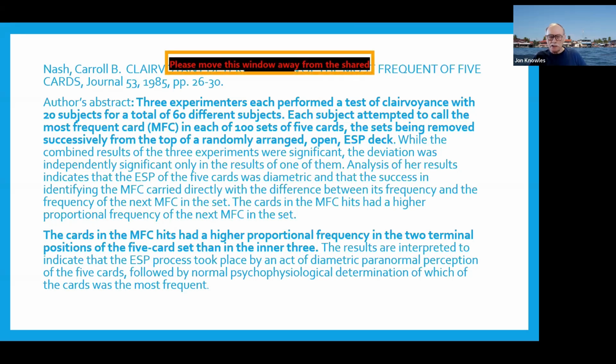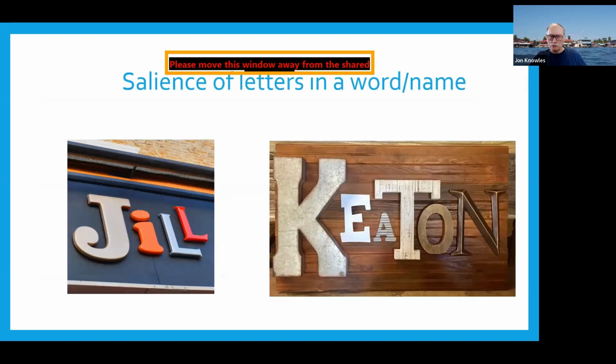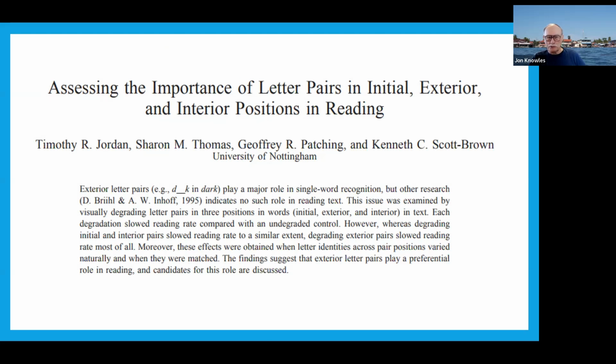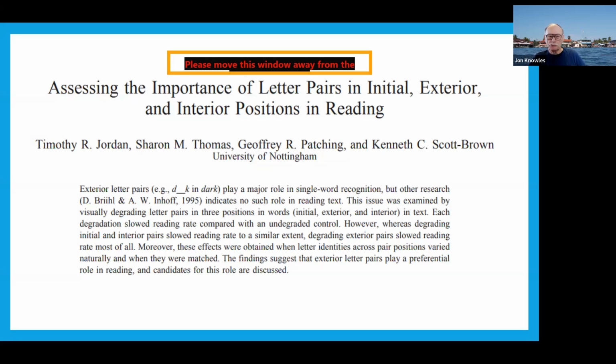But that meaning of terminal salience can also apply to letters in a word or a name. There's been mainstream research about perception and understanding when we read. For example, in the exterior letter pairs, I'm reading from the paragraph here, in the word dark, D and K are the terminal letters, first and last. And it says they play a major role in single word recognition, the exterior letter pairs. But other research indicates no such role in reading text. But then the last sentence, the findings suggest that exterior letter pairs play a preferential role, and candidates for this role are discussed.